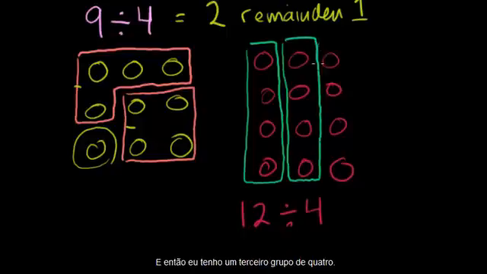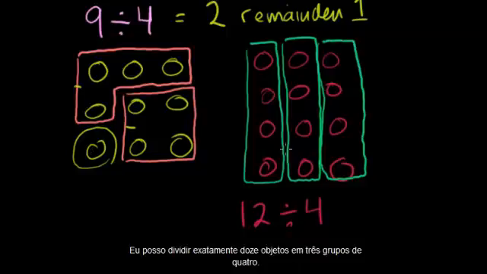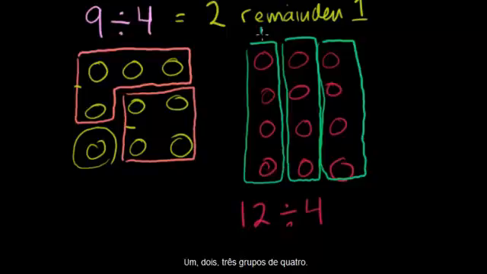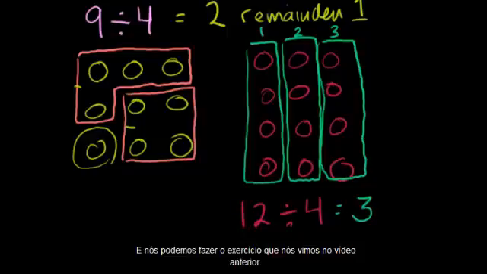And this is pretty straightforward. And then I have a third group of 4, just like that. And there's nothing left over like I had before, so I can exactly divide 12 objects into 3 groups of 4, right? 1, 2, 3 groups of 4. So 12 divided by 4 is equal to 3. And we could do the exercise that we saw in the previous video.